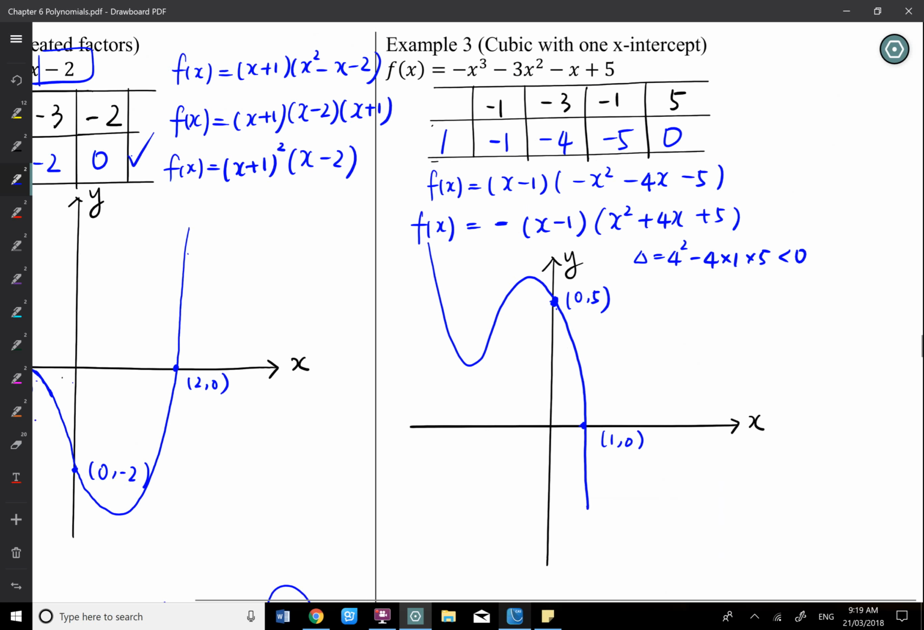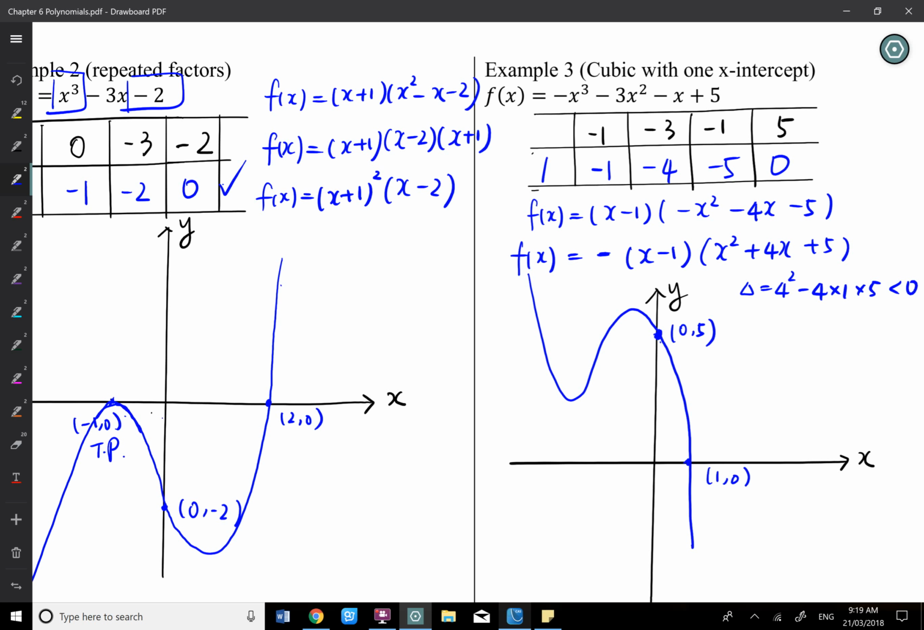That's when you get some quadratic that cannot be factorized. That's what you need to do. Okay, some quadratic you cannot factorize. You only have one x-intercept. That's the shape of graph you have.